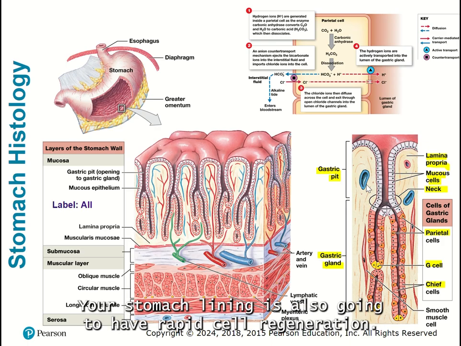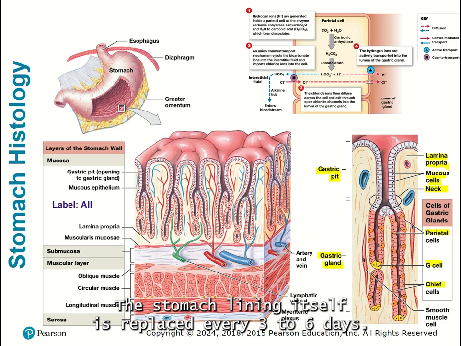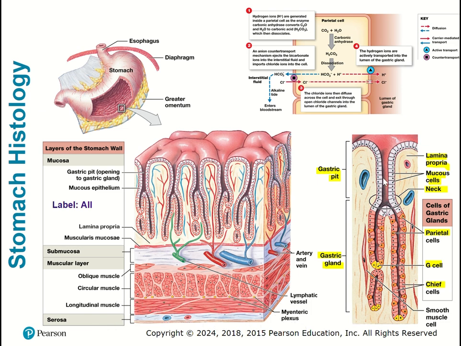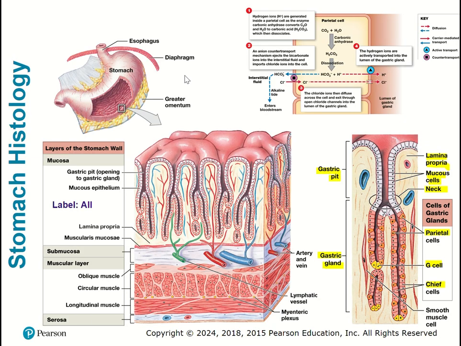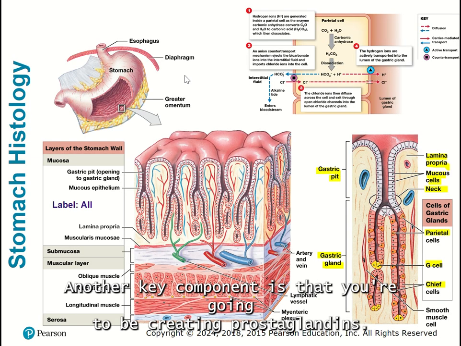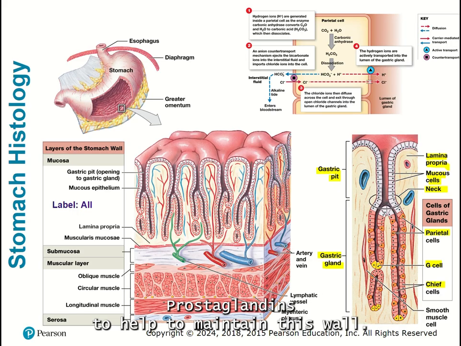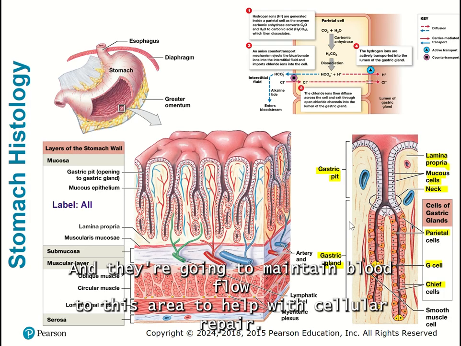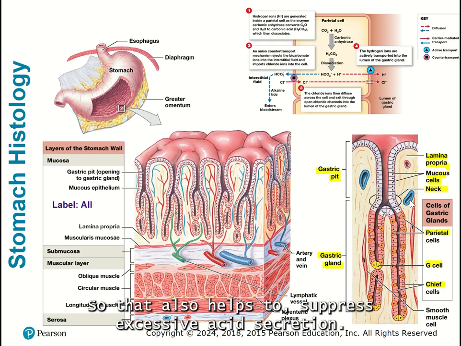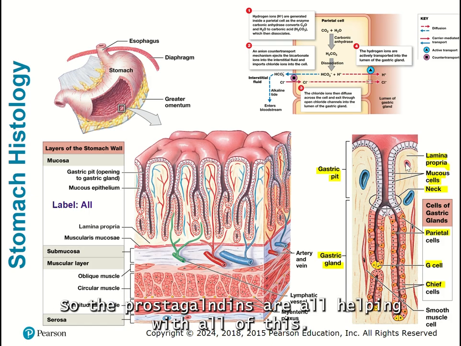Your stomach lining is also going to have rapid cell regeneration. The stomach lining itself is replaced every 3 to 6 days. So when cells do get damaged, you're already automatically creating new ones. Another key component is that you're going to be creating prostaglandins. Prostaglandins help to maintain this wall. They're going to stimulate more mucus and bicarbonate release, and they're going to maintain blood flow to this area to help with cellular repair. So that also helps to suppress excessive acid secretion. So the prostaglandins are all helping with all of this.